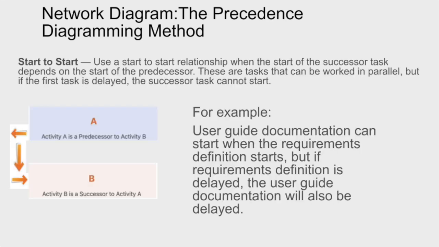The second type of precedence deals with the start-to-start relationship. And what a start-to-start relationship really says is, look, you can start the first task, A, and you can start the second task, B, all at the same time, provided that A has started. Okay, you can't do B without A actually starting. So, for example, a user guide documentation can start when the requirements definition starts. We've got it all figured out, basically. If you don't have a clear understanding of what the requirements are, however, you can't start the user guide.